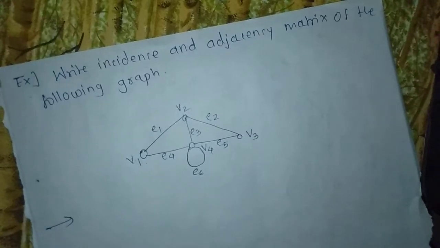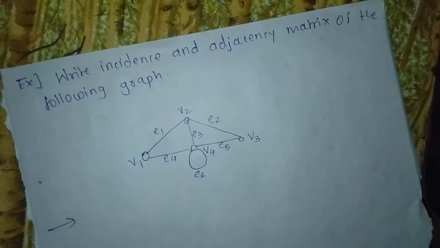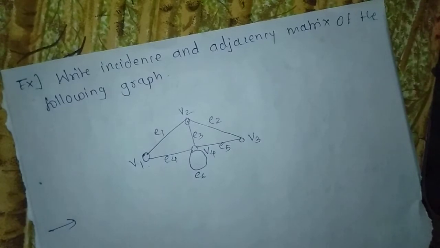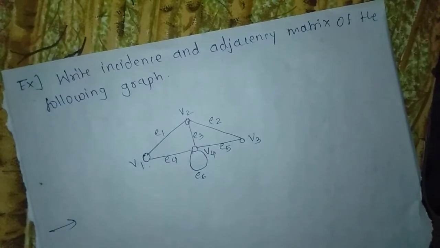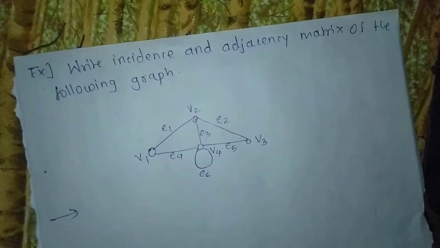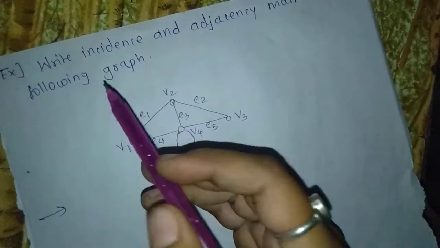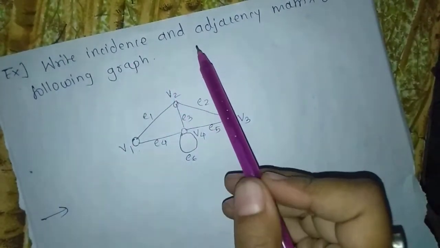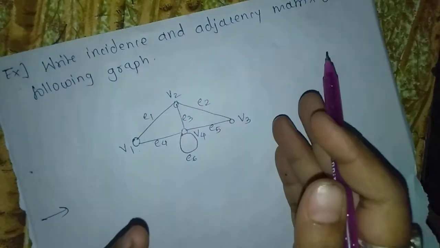Hello students. In the last video we have seen how to find the incidence and adjacency matrix of a given graph. In this video we will see one example of the incidence and adjacency matrix of a graph, and next we will proceed to the next point. First example: write the incidence and adjacency matrix of the following graph.